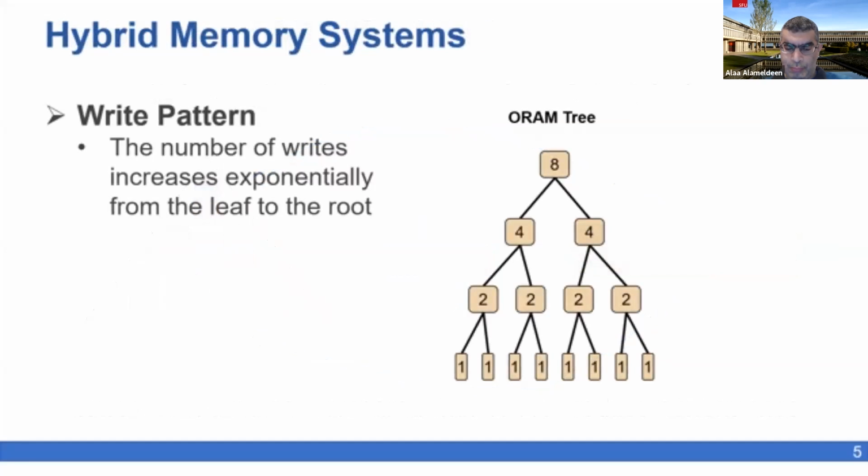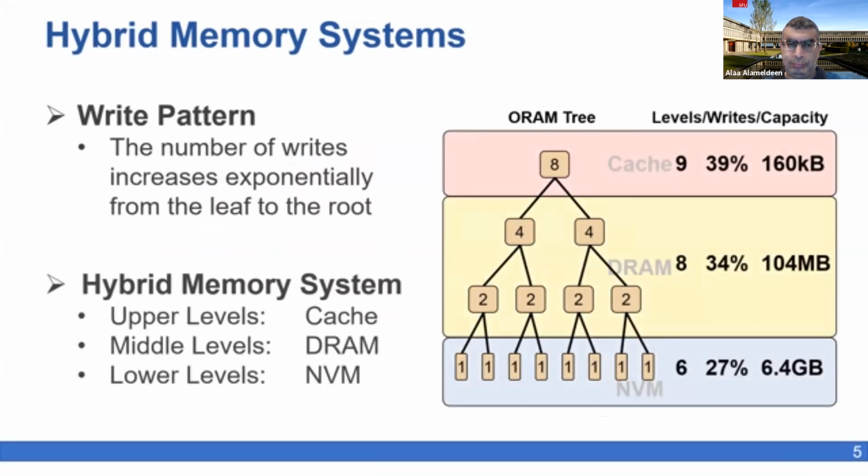Aiming at the first challenge, we introduce hybrid memory systems. In the ORAM tree, the number of writes increases exponentially from the leaf bucket to the root bucket. This causes the upper NVM levels to wear out quickly. So, we cache the top levels on chip, map the buckets in middle levels to DRAM, and the rest to NVM. This can reduce 73% write traffic to NVM, with small cache and DRAM storage overhead.